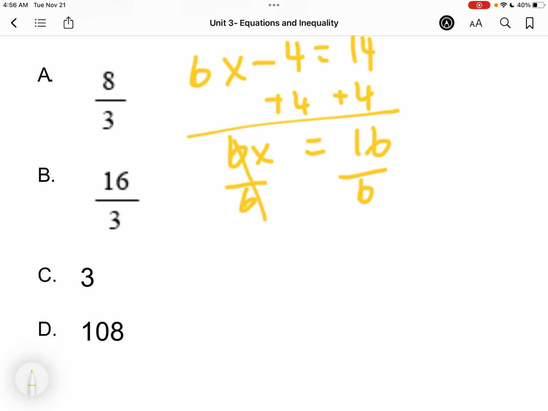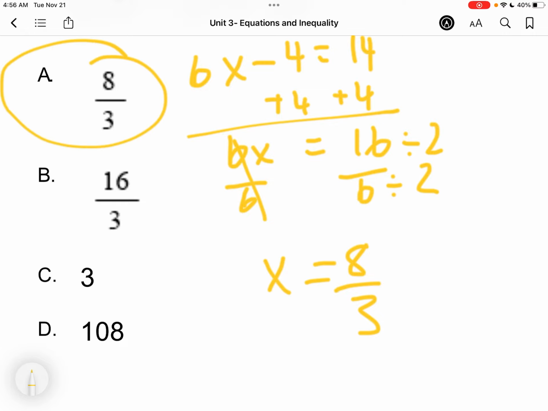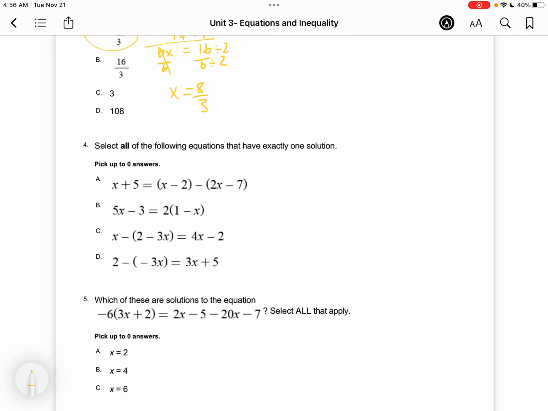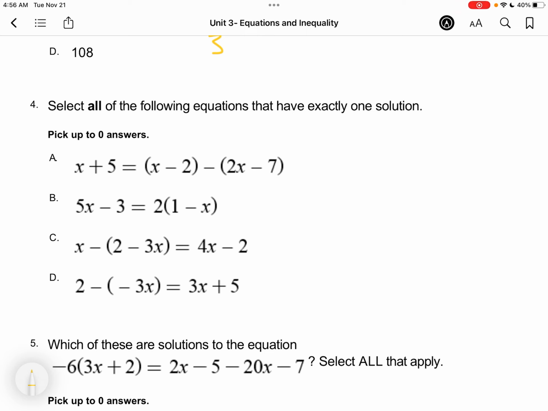And I end up with x equals, well, I don't see my answer. So I'm going to divide by 2. And I end up with 8 over 3. Select all of the equations that have exactly one solution. So that means they have to have a different coefficient and a different constant on each side.